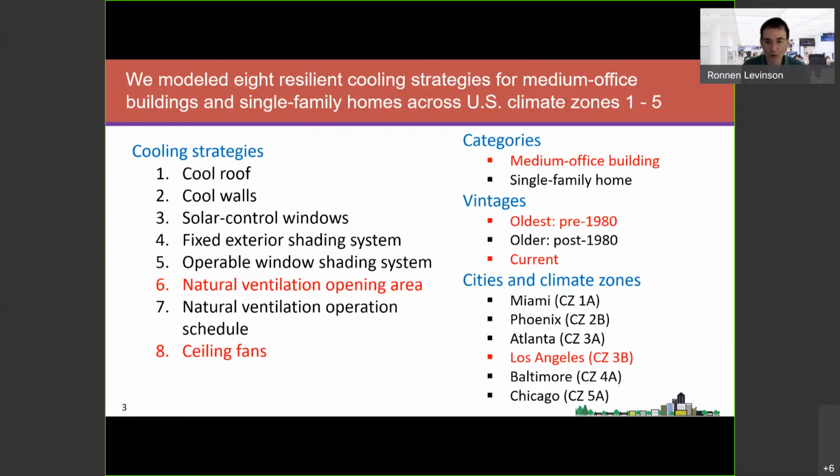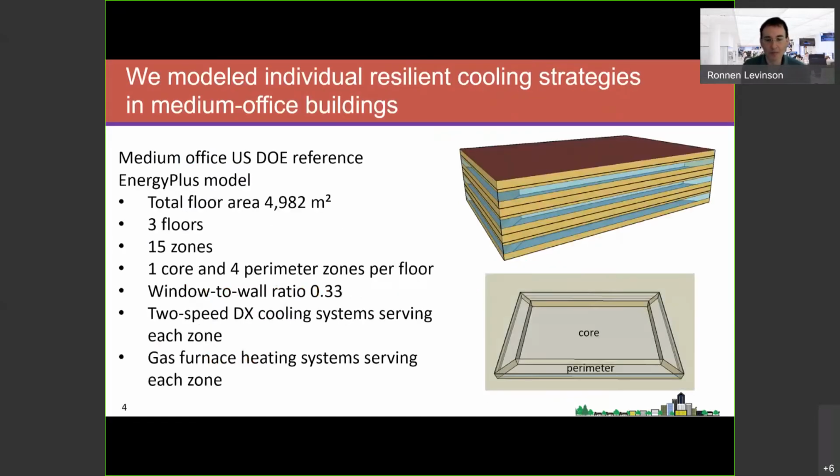We're going to focus on the medium office building arbitrarily. We're going to show results for both current buildings, which are typically tightest and best insulated, but also for oldest buildings, because over half of the buildings in the United States were constructed before 1980. And we're going to look at Los Angeles because we have past, present, and future climate data for that city. And now I will turn it over to Sang-Hoon.